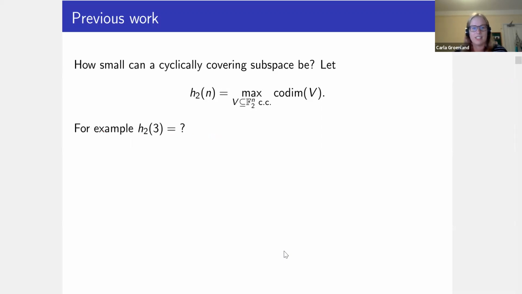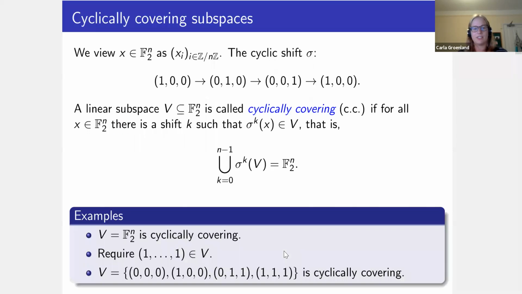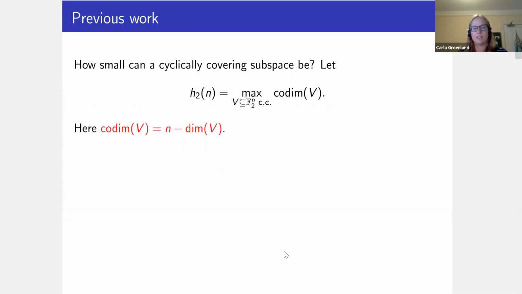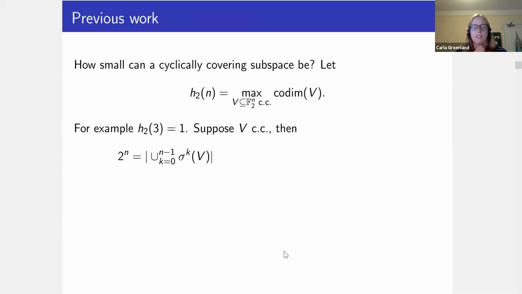Okay, so just to check again that people have understood this definition, can someone tell me what h2 of 3 is? Someone has already posted 1 in the chat. So this is indeed 1. We saw on the previous slides that we had this example of codimension 1, so that meant that it's at least 1. And now it's also quite easy to see that we need to put in the all zeros vector, the all ones vector, and then we haven't covered everything yet. So it's also at most 1.